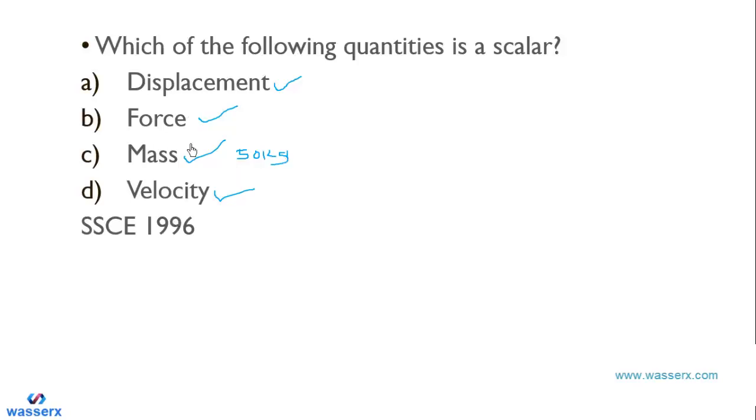We've seen this earlier where we were looking at the difference between mass and weight. One of the points was that weight is a vector quantity whereas mass is a scalar quantity. Therefore, the correct choice over here is C.